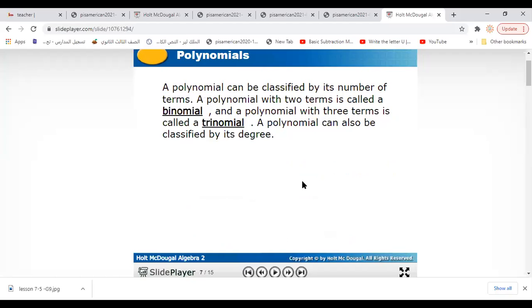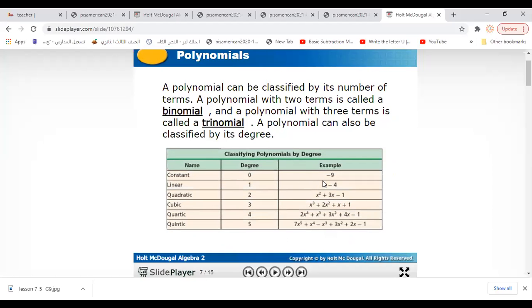Thank you so much. Now we want to move to the meaning of binomial and trinomial. A polynomial can be classified by its number of terms. A polynomial with 2 terms is called a binomial, and a polynomial with 3 terms is called a trinomial. A polynomial can also be classified by its degree. So we have a table in front of you showing how we classify polynomials by degree. If it's 0 degree, we call it constant. If it's first degree, it will be linear.